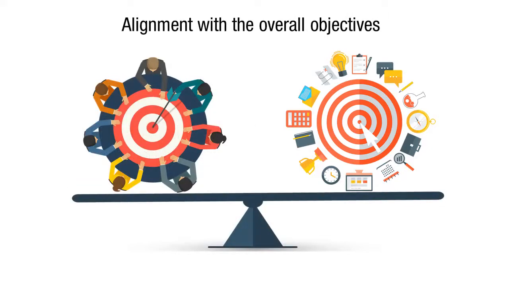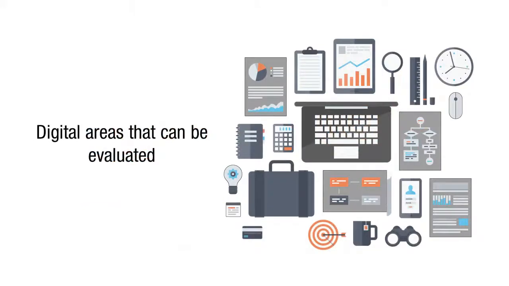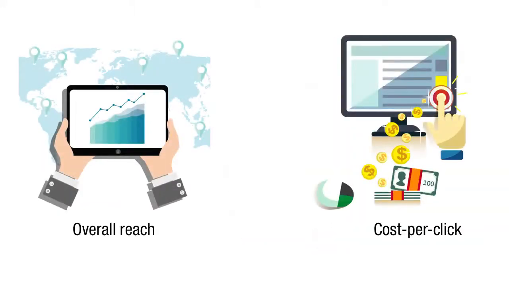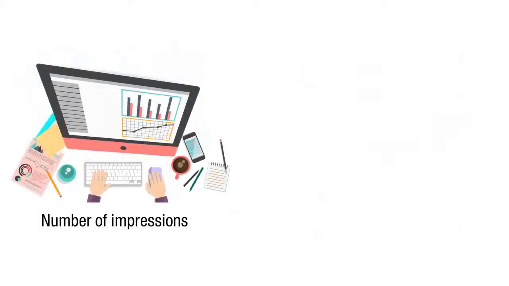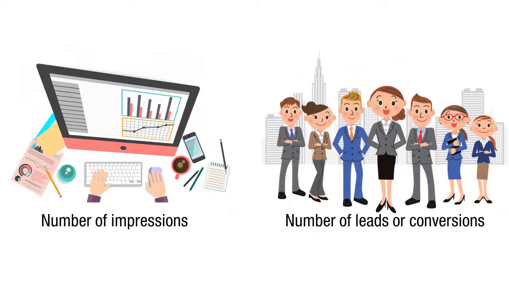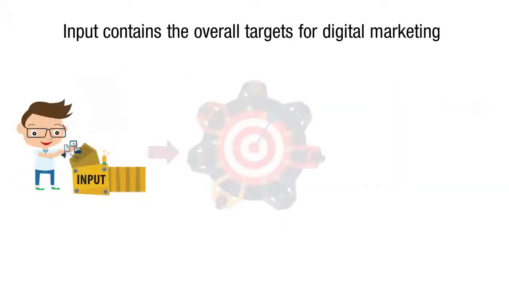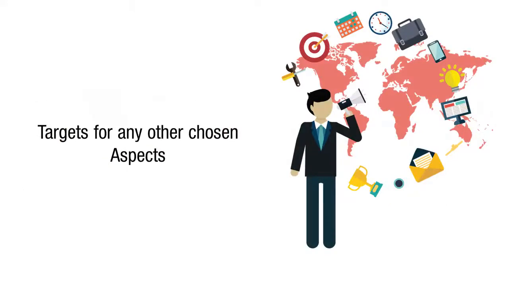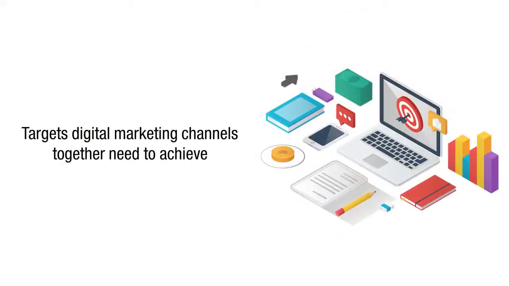When considering targets, the company should be looking at a variety of digital areas that can be evaluated, including overall reach, cost per click, number of impressions, number of leads or conversions, and so on. Since this input contains the overall targets for digital marketing, in addition to targets for any other chosen aspects, it determines the cumulative targets that digital marketing channels together need to achieve.